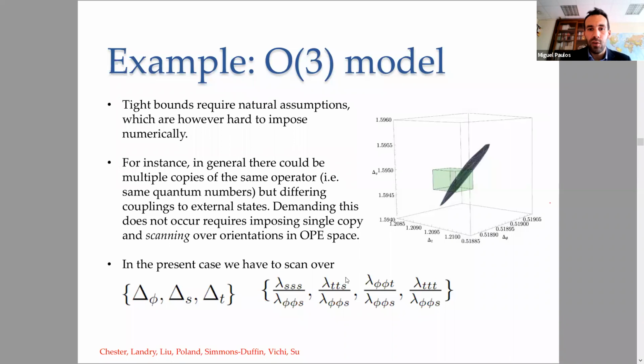In practice, to do this, you have to impose it by hand, and you have to scan over these different orientations in OPE space. So actually, to get this plot, you have to do a scan over this parameter space, which now involves 7 variables. And again, a priori, you don't know where these numbers are. Maybe you have just a rough idea. So how do you do this? For these works, it was done with some clever algorithms that were sufficient for these purposes.